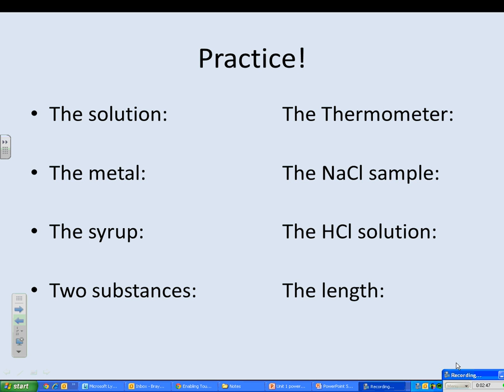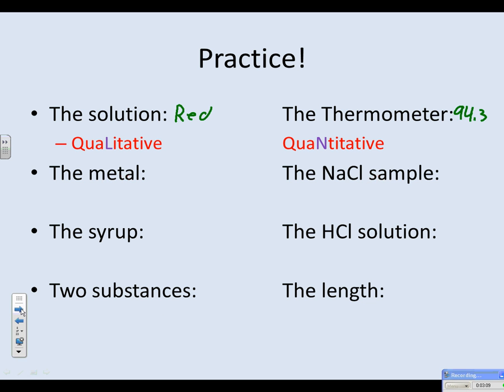All right, so number 1, the solution. What's the data on it? The solution says that it is red. Red is a color, so it's a descriptive term, so it's going to be qualitative. The thermometer at number 2 reads 94.3. So that is going to be a number, so we're going to use the N, and that's quantitative. So red was descriptive, so qualitative. 94.3 is a number, so quantitative.